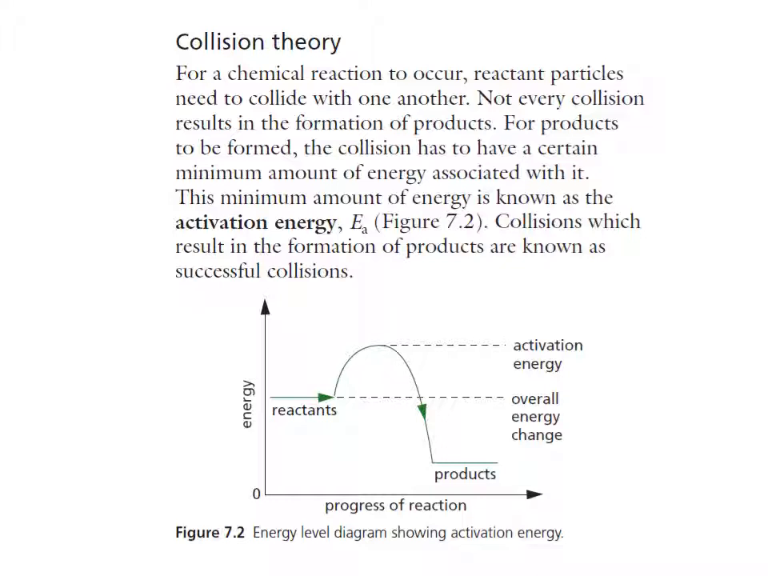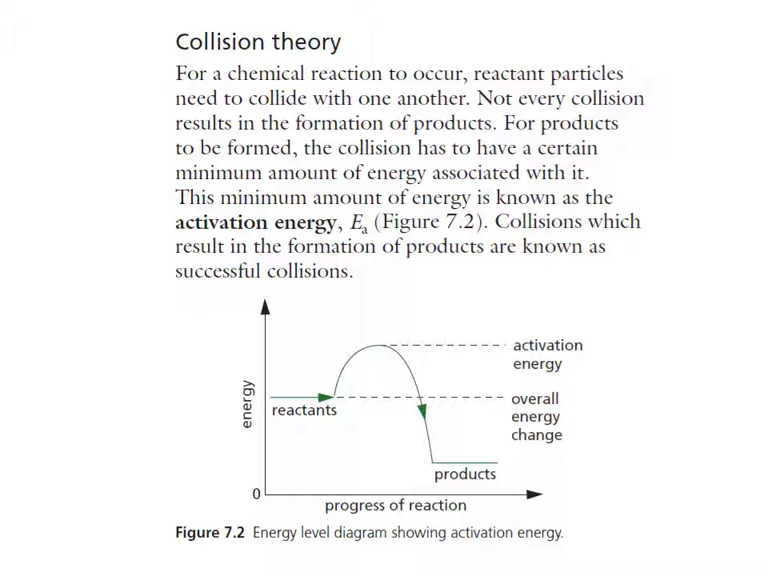Collision should be there, but the collision should be there with proper orientation and with proper energy. So the minimum amount of energy associated with it is known as activation energy. That means if the reactant particles collide with each other with a minimum amount of energy, that is activation energy, then they will be converted into products. So collisions which result in the formation of products are known as successful collisions.